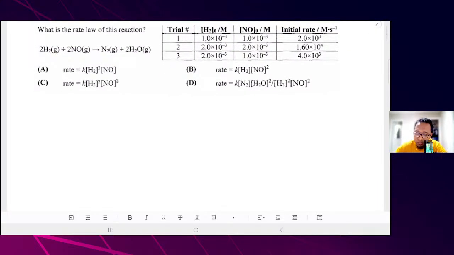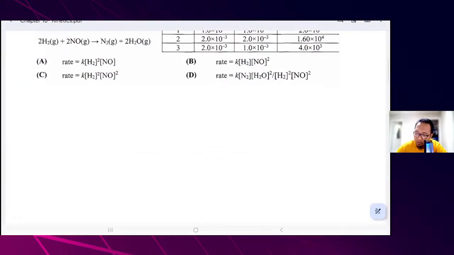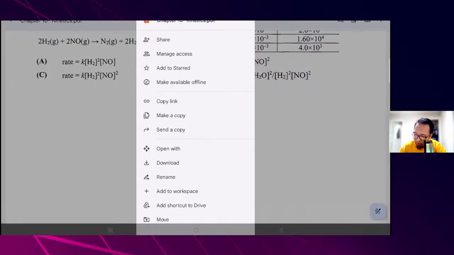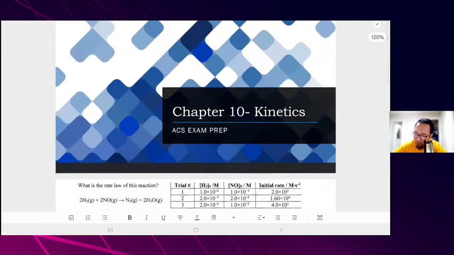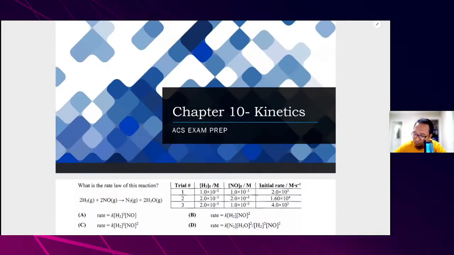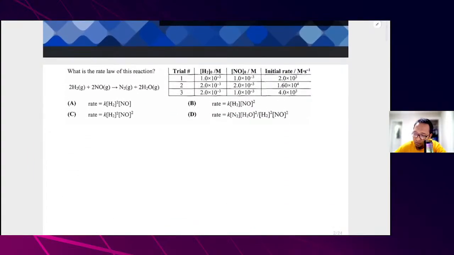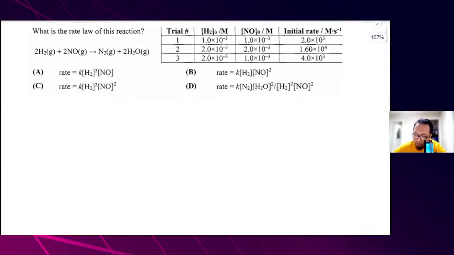So the first question is, oops, sorry. What is the rate law of this reaction? Okay, what is the rate law of this reaction?